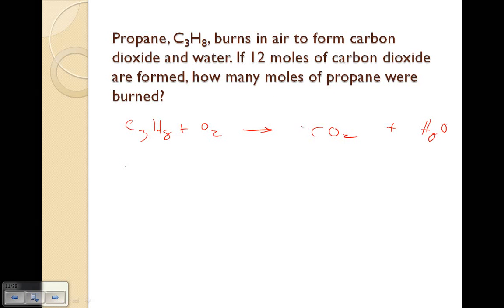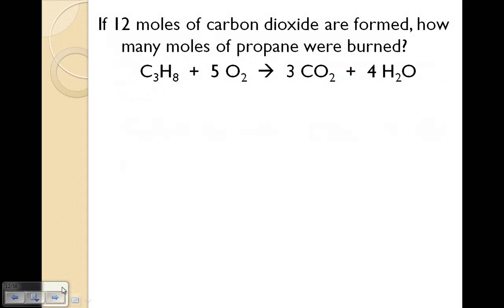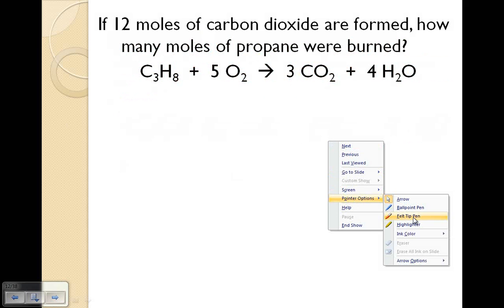3 carbons. I have 8 hydrogens, so I'm going to need 4 waters. And now all I need to do is balance the oxygen. So I have 6 plus 4 is 10, so I'm going to need 5 O2s. Okay?